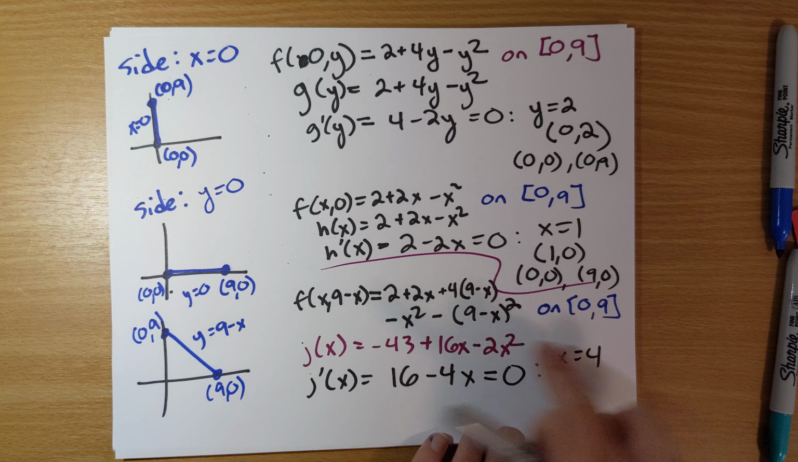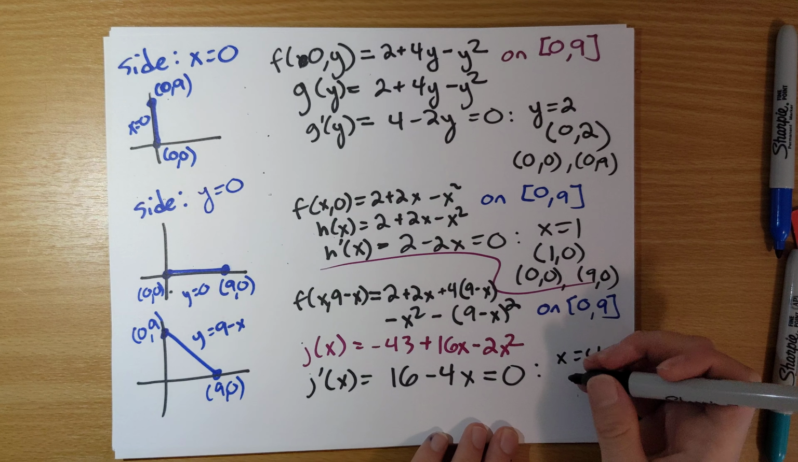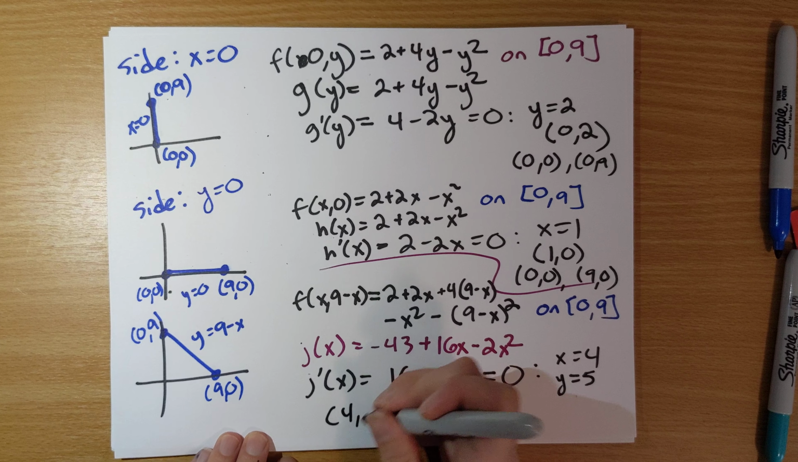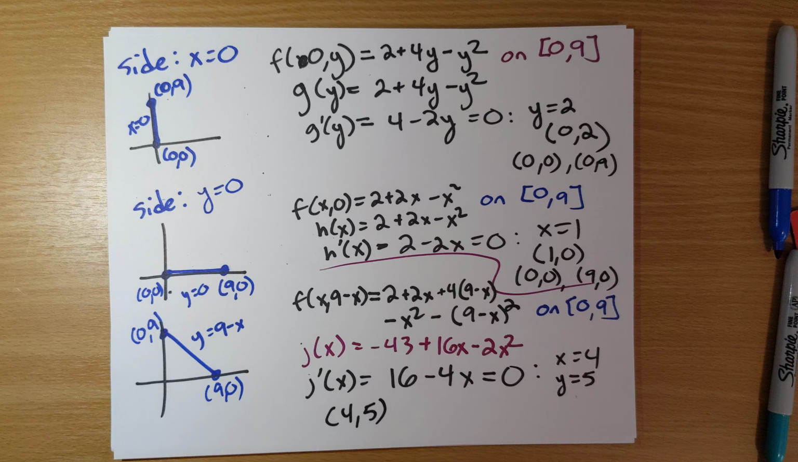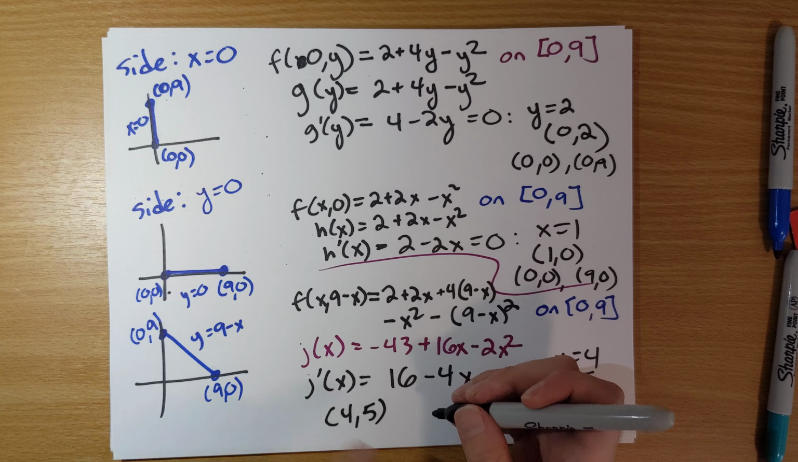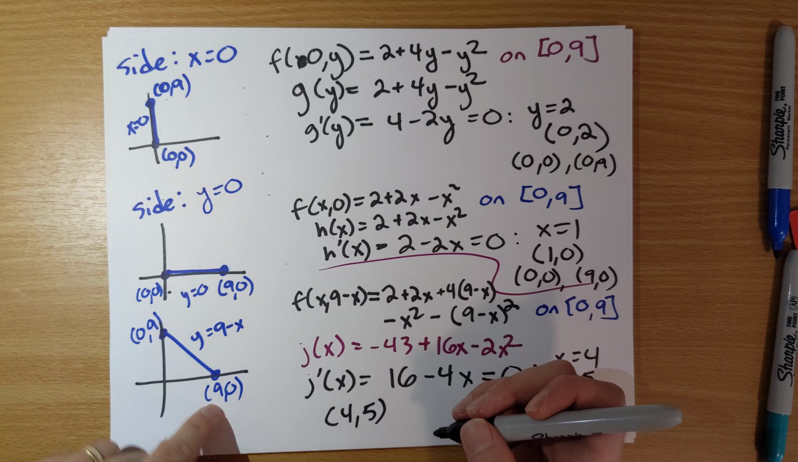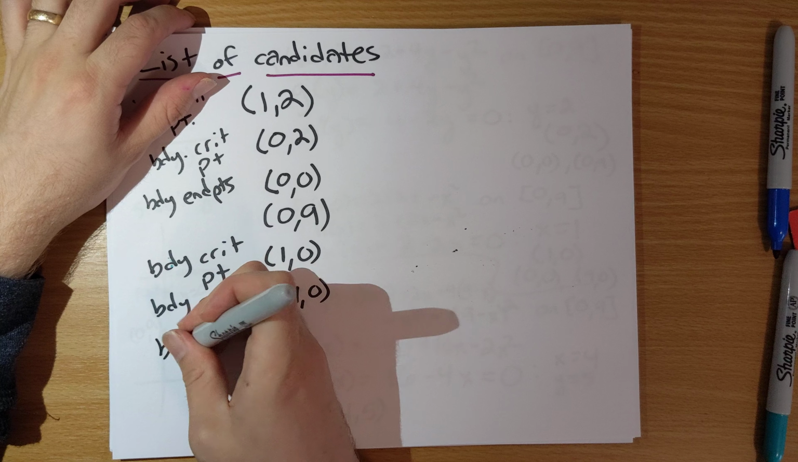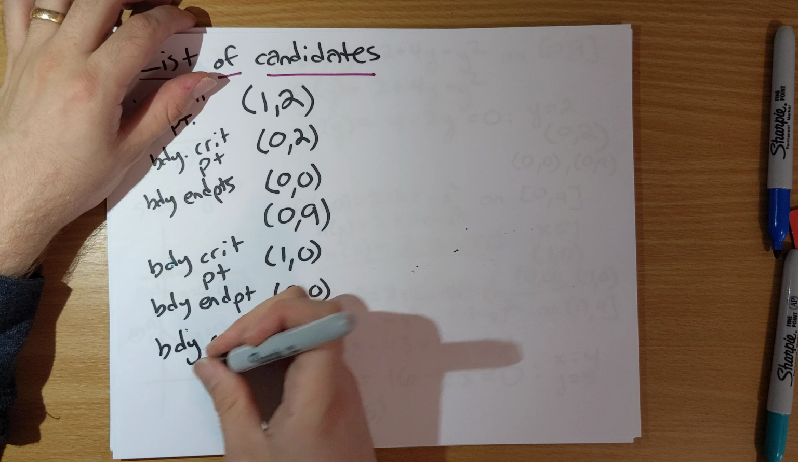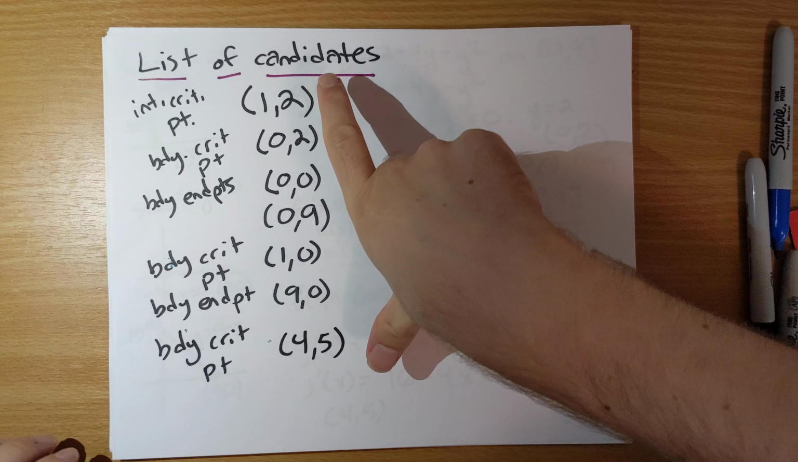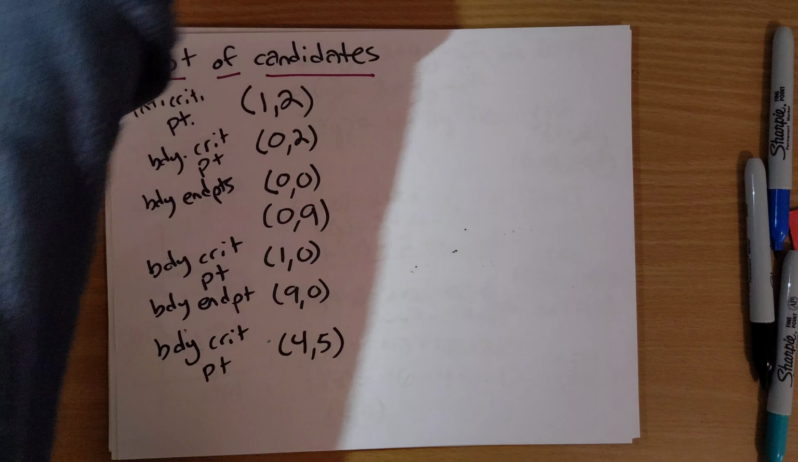When x is equal to 4, y is 9 minus 4. Y is 5, so we have the point 4 comma 5. And again, we'd have the endpoints 0, 9 and 9, 0, but those are already on our list. So the boundary critical point is 4 comma 5. So we found 6 potential candidates.